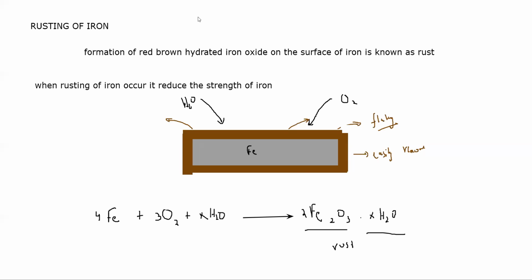Now, this rusting is a redox reaction. Why do we call that a redox reaction? The term reduction means gain of electron, and oxidation means loss of electron. So in this reaction, which substance is losing electrons, and which substance is gaining electrons? Because iron is a metal, what is the tendency of the metal? Metals tend to lose electrons.